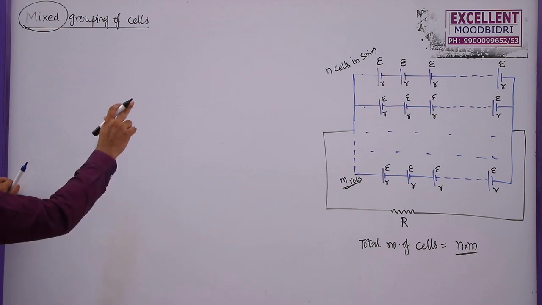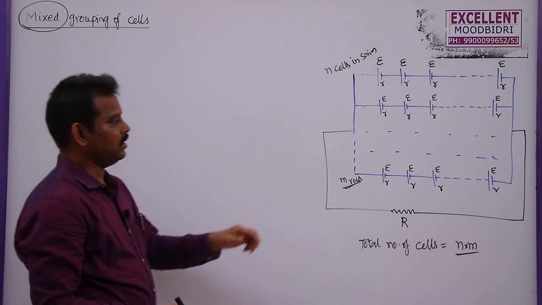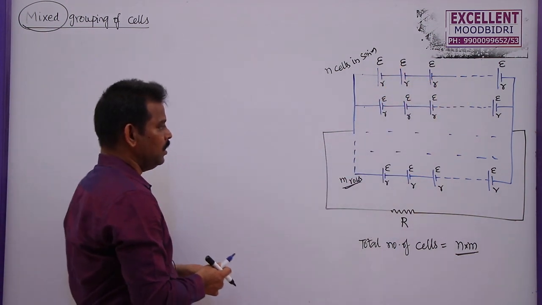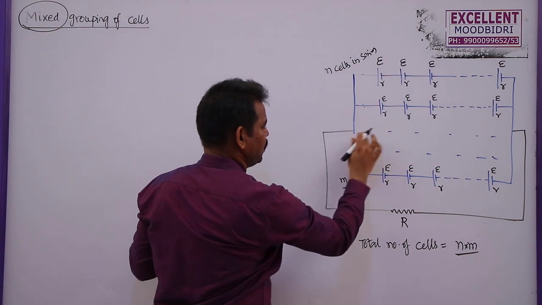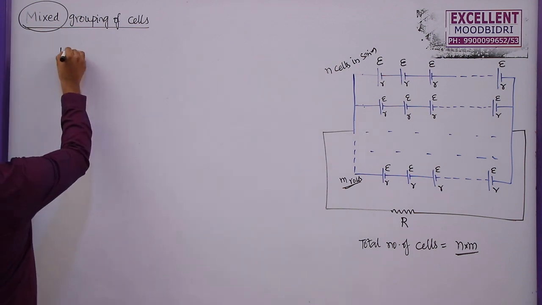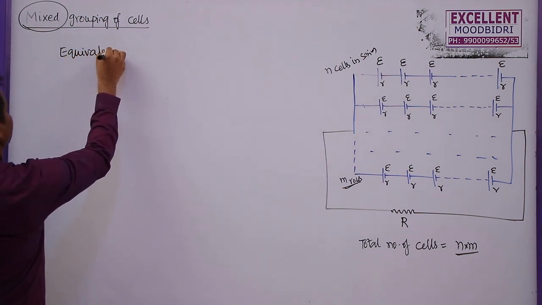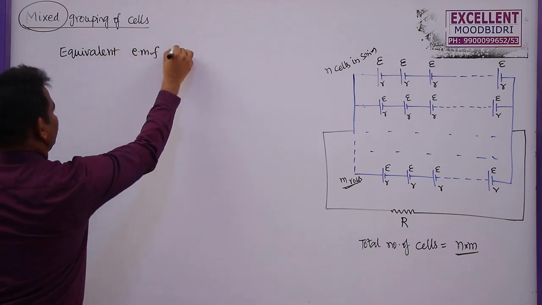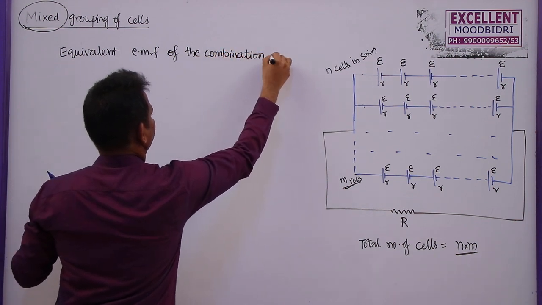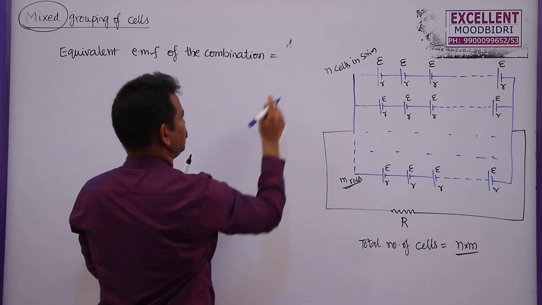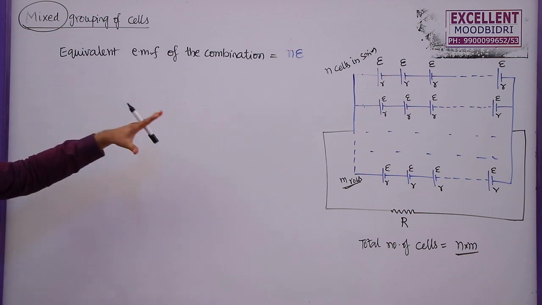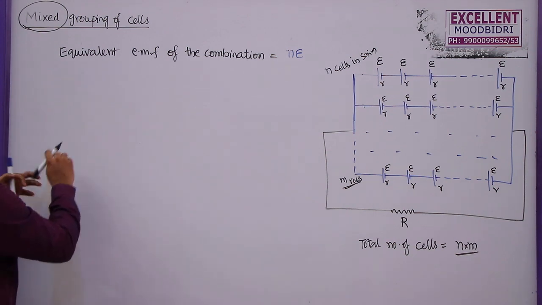So what is the net EMF in the first row? As there are similar cells, E plus E plus E and so on up to n, this will become nE. And what is the EMF in the next row? nE, nE, nE. So each and every branch has equal EMF. So the equivalent EMF of the combination is equal to nE. Similarly, what is the equivalent internal resistance of this combination?